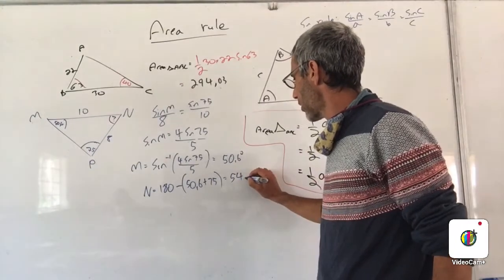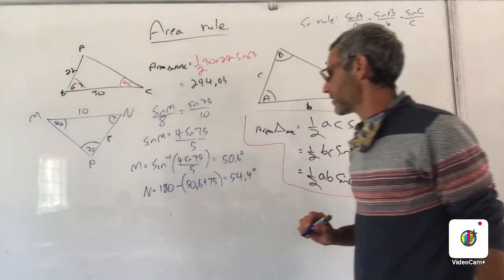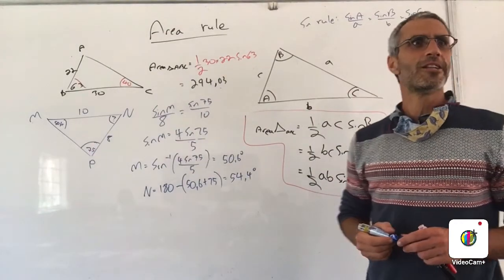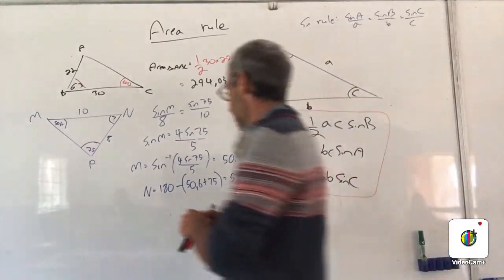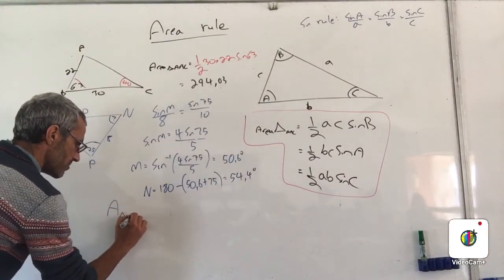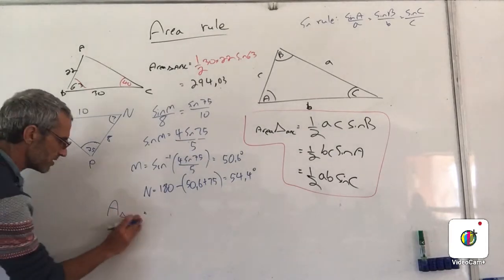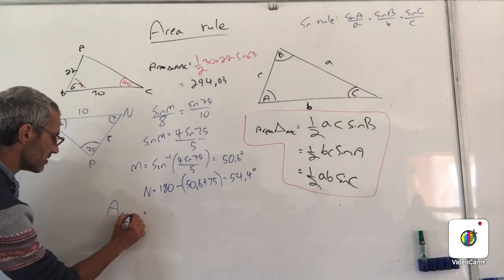54.4. 54.4. Okay? I think that's what they got. Yeah, they got it there as well. Okay, now we can finally use the area rule. How do I find area? Okay, I'll just put it like this. Area of triangle ABC. Nothing wrong with writing it like that, except that it's not ABC, it's MNP.